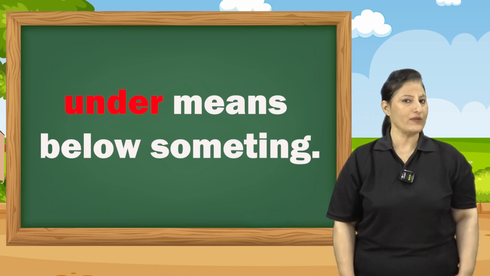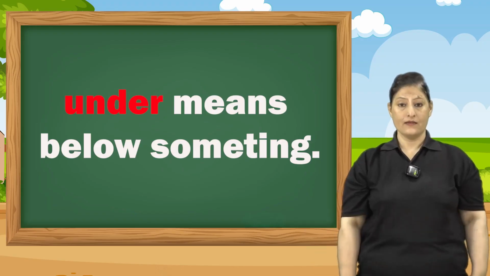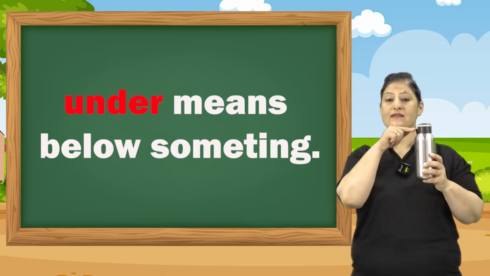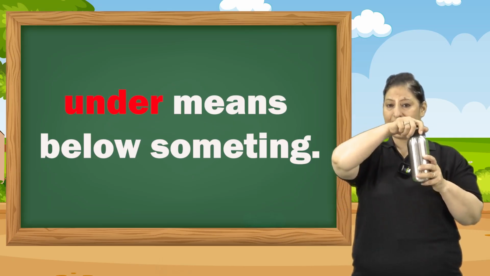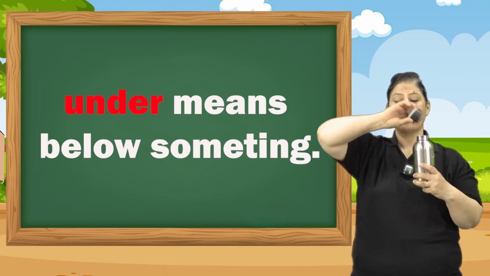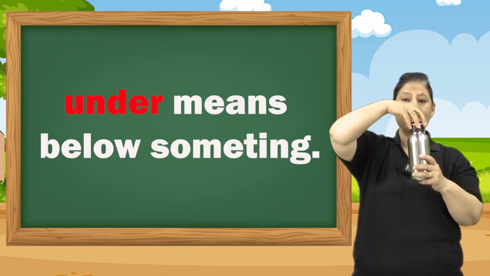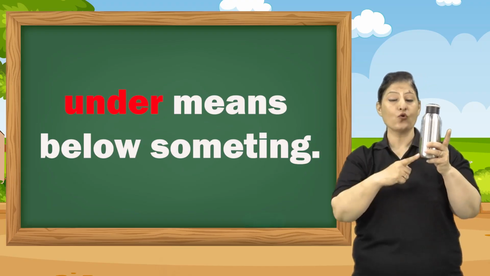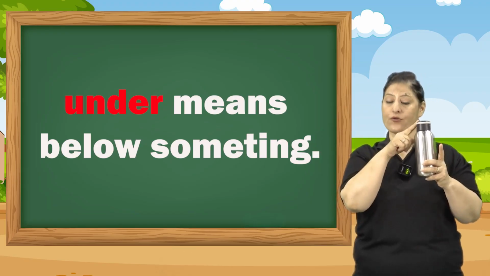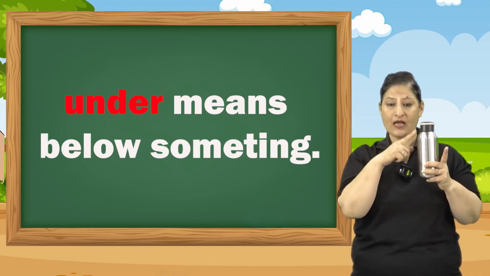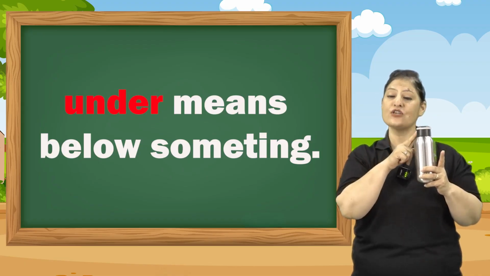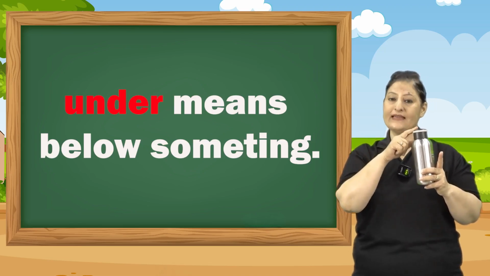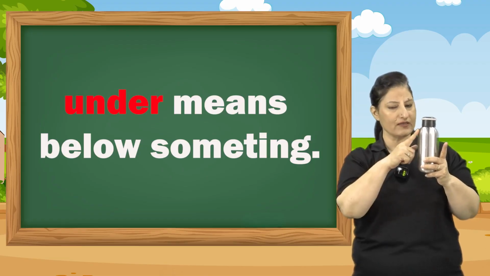Let me explain you with the help of example. Like, I have this bottle. Now, where is the cap? This cap is on the bottle. So, where is the cap? Cap is on the bottle. Bottle के ऊपर है ना? तो it is telling us the position of the cap or the lid. The lid is on the bottle.